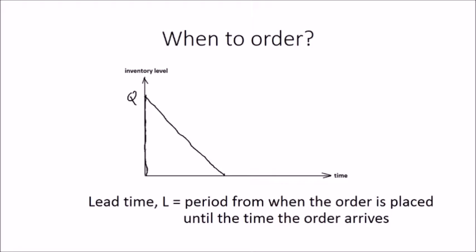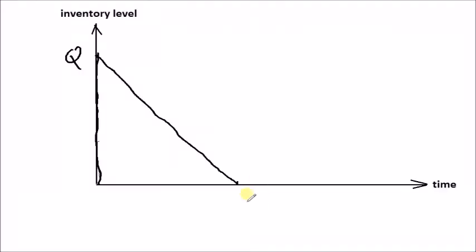Remember, it takes time for the order to arrive. This is called the lead time. That is, the period from when the order is placed until the time when the order arrives. The lead time is denoted by L. If the order is placed when the inventory level is 0, then the order arrives after the lead time. For example, suppose the lead time is 3 days. Then the order arrives 3 days after the inventory level is 0.